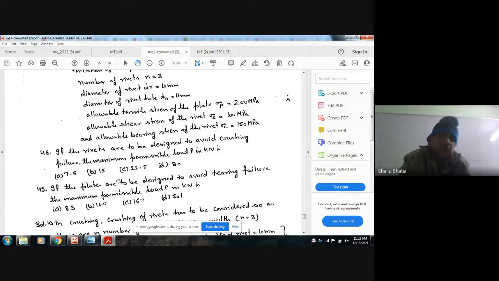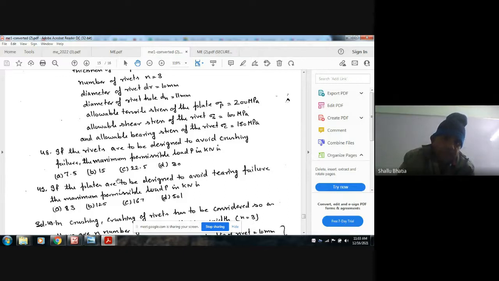There are two questions we will be discussing. If the rivets are to be designed to avoid crushing failure, the maximum permissible load in kilonewton is: option A 7.5, B 50, C 22.5, D 30.